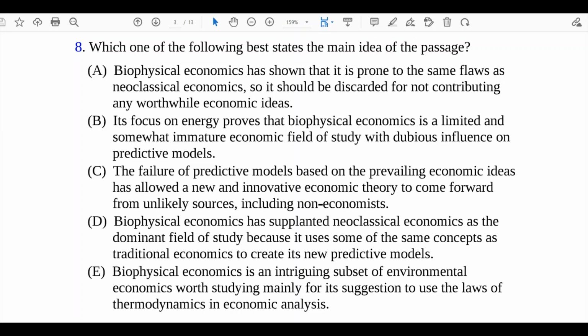Let's talk details regarding the rest of the options. Let's talk about option A, which takes the last paragraph.